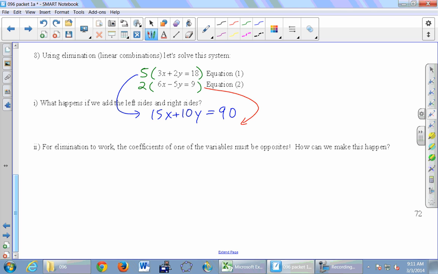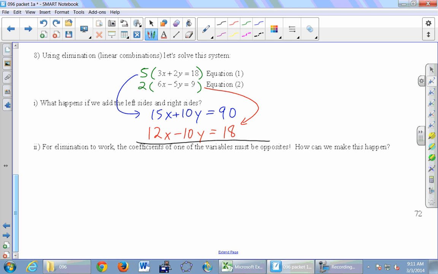And then the bottom equation, 2 times everything, 12x minus 10y is 18. And what really nice thing happens when we add these two modified equations together? Those y's cancel. We just get a 0 in front. So let's add these equations up.